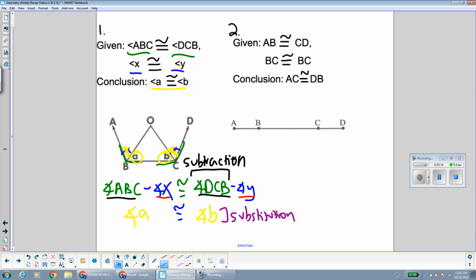Let's take a look at the next one. Here we're given that AB is congruent to CD, and we're given that BC is congruent to itself. Do you remember what postulate justifies something being congruent to itself? If you were thinking the reflexive postulate, then you are definitely correct. That's the postulate that justifies something being congruent to itself. But here it was given to us, which is nice. And the conclusion that we need to reach is that AC is congruent to DB.